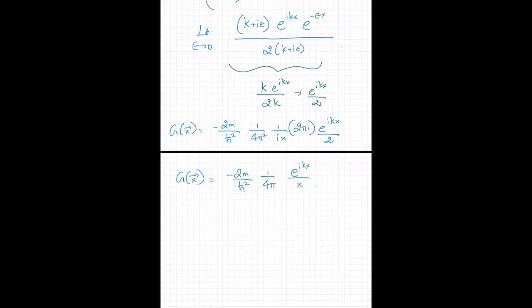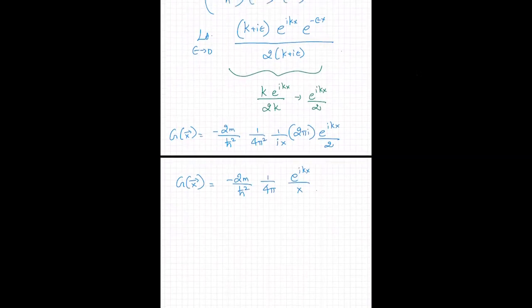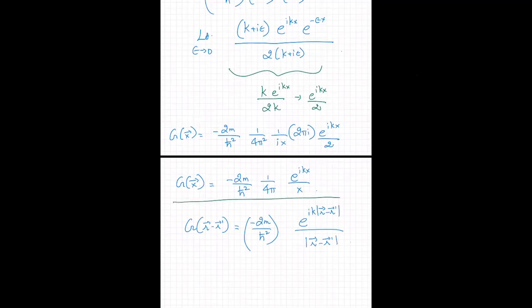Okay. In other words, the Green's function for the operator del squared plus k squared can be written as g of r minus r prime equals minus 2m over h bar squared, e to the ik modulus of r minus r prime, divided by the modulus of r minus r prime. So this is the Green's function for the so-called Helmholtz equation, del squared plus k squared equals the source.